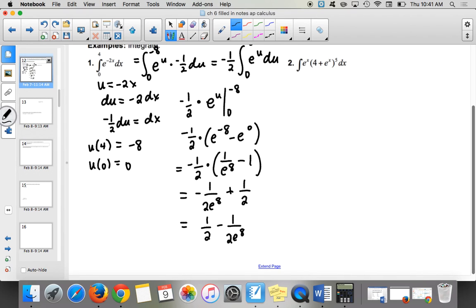Or they might get fancy and get common denominators. So multiply the first one by e to the 8th over e to the 8th. They might also write it as e to the 8th minus 1 all over 2e to the 8th. See what I'm saying? Get common denominators here. They might do that as well.